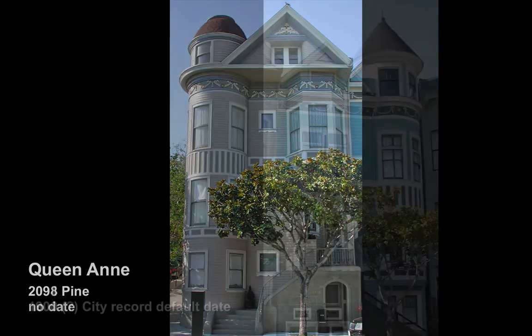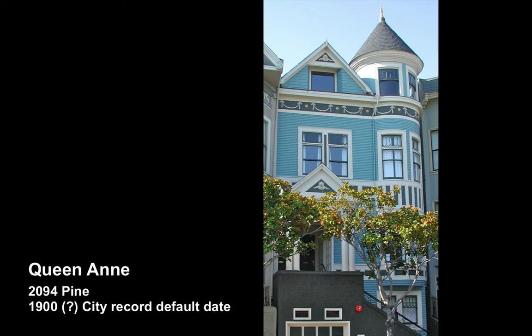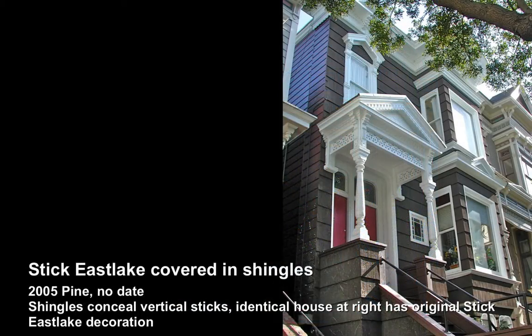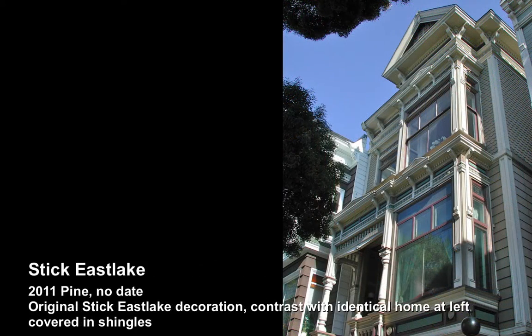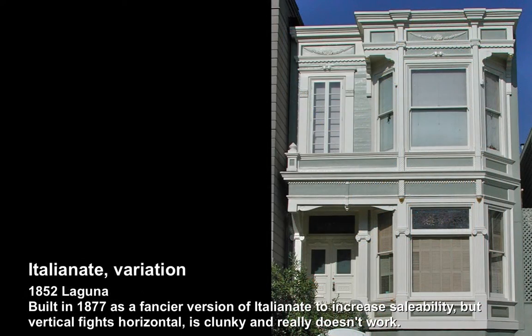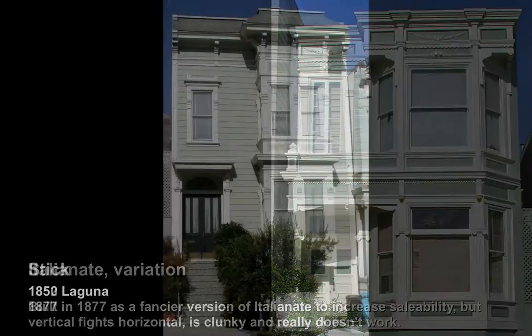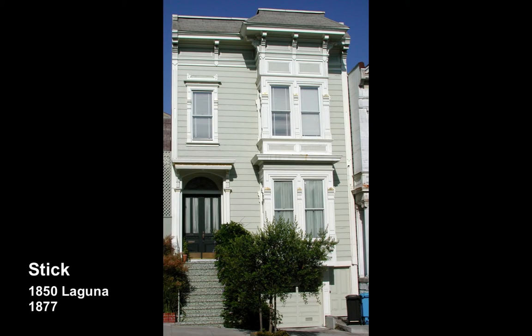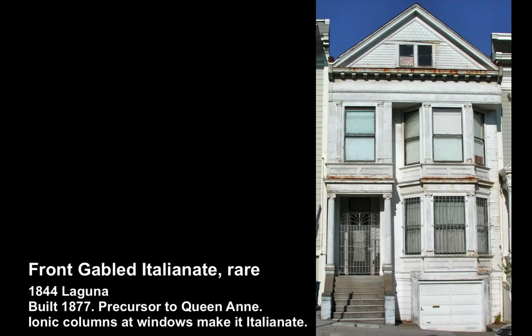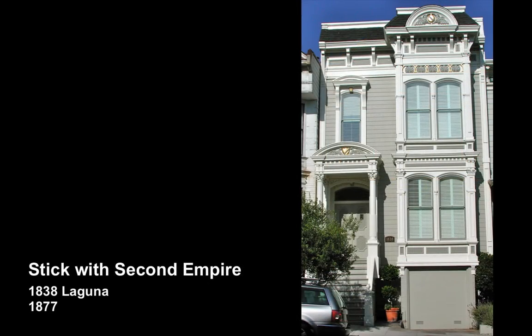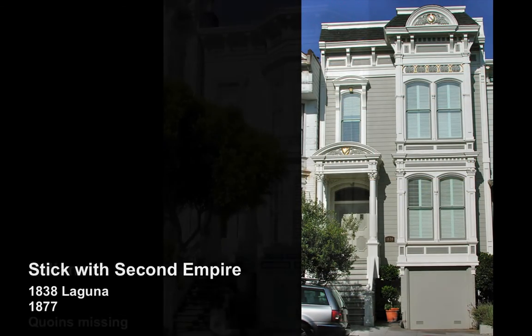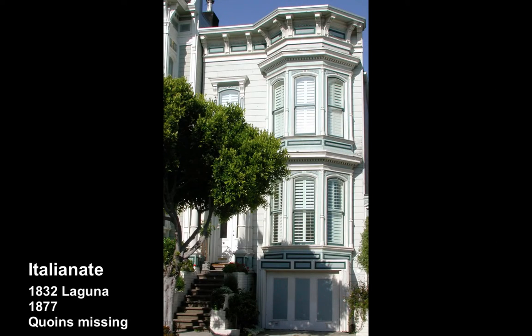Queen Anne, whenever you see massive amounts of ornamentation everywhere and plasticity of volumes, that's Queen Anne. Here are two examples of stick Eastlake. One has been stripped and shingled, and the other has its original stick Eastlake ornament. Here we get to developer homes. These are on Laguna. And you can see the not assured handling of different elements.